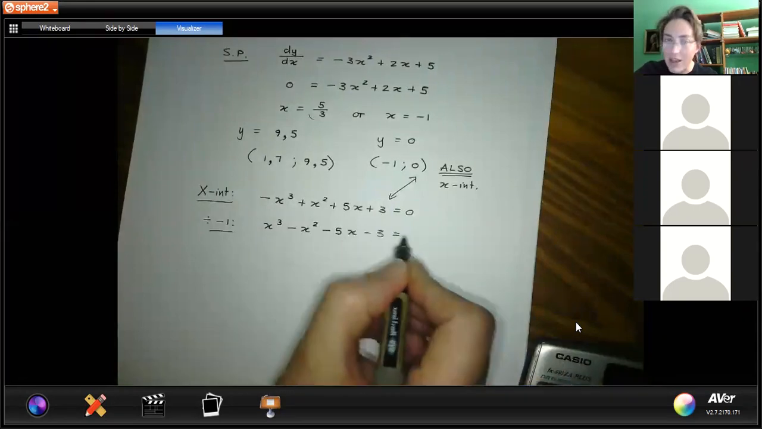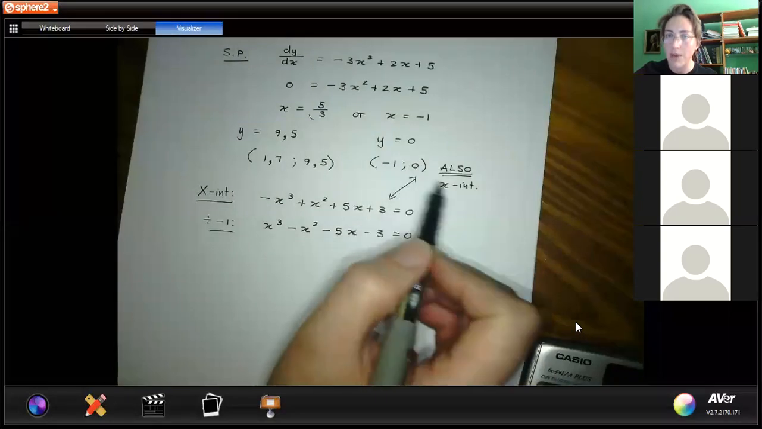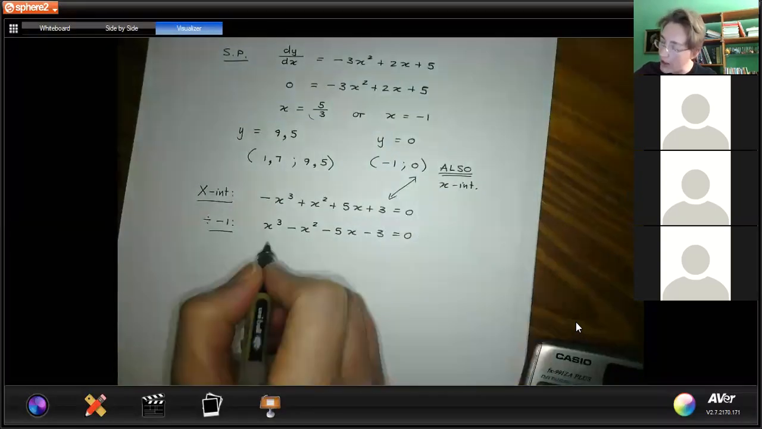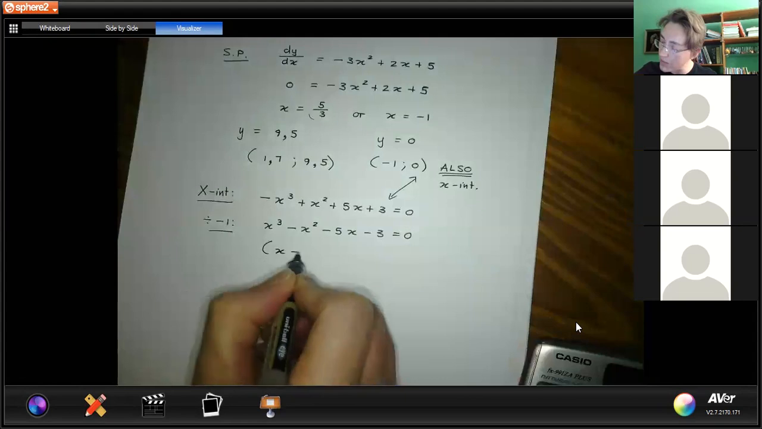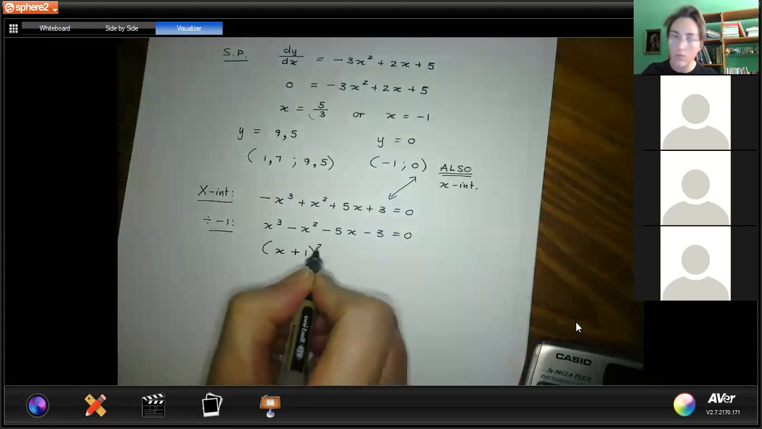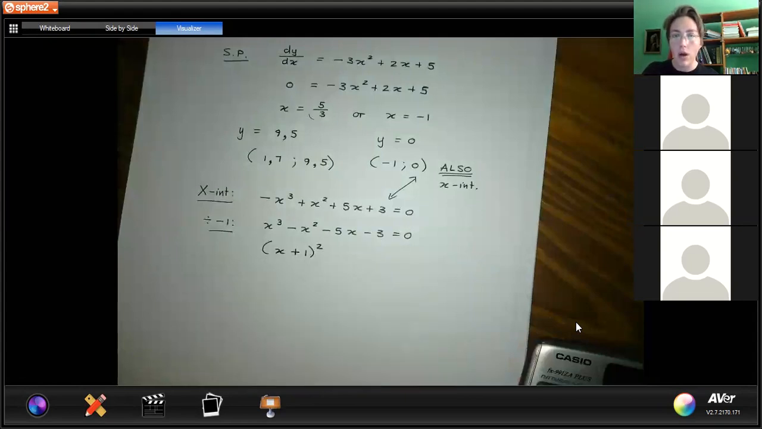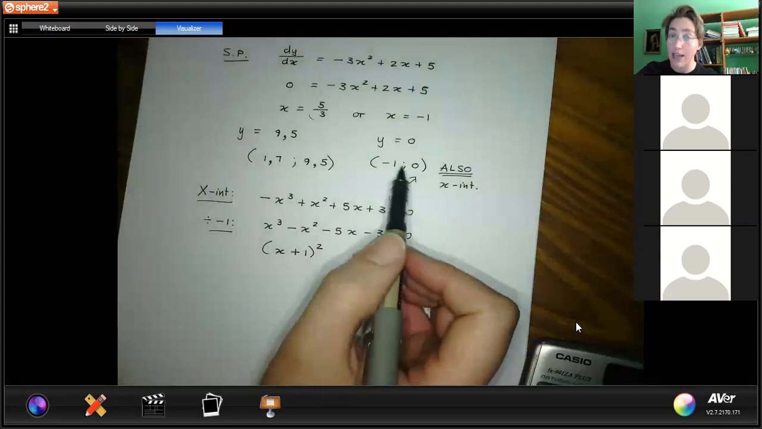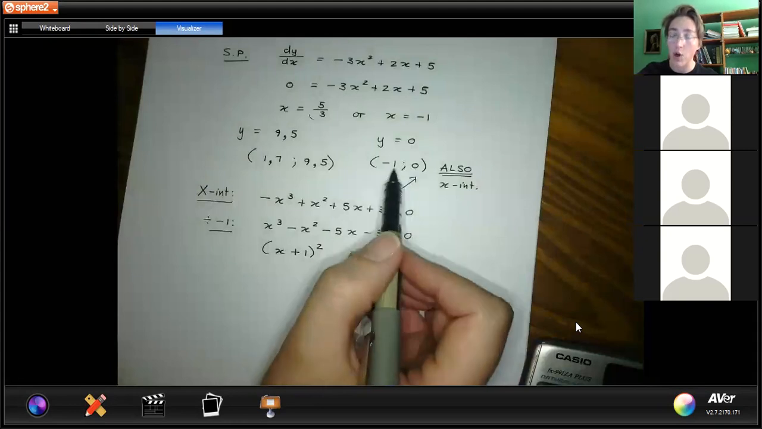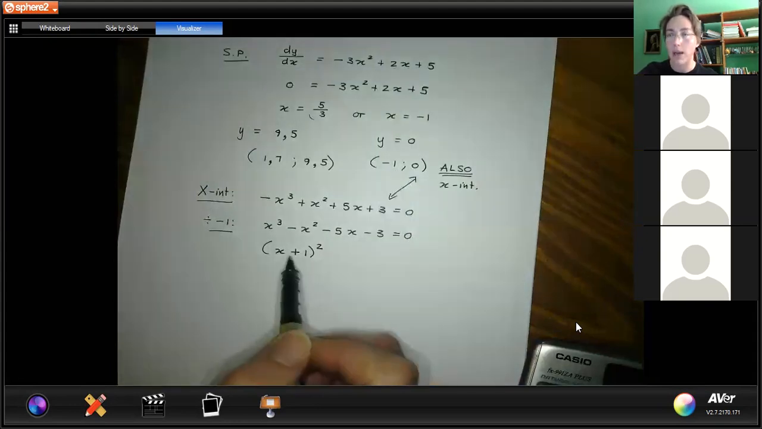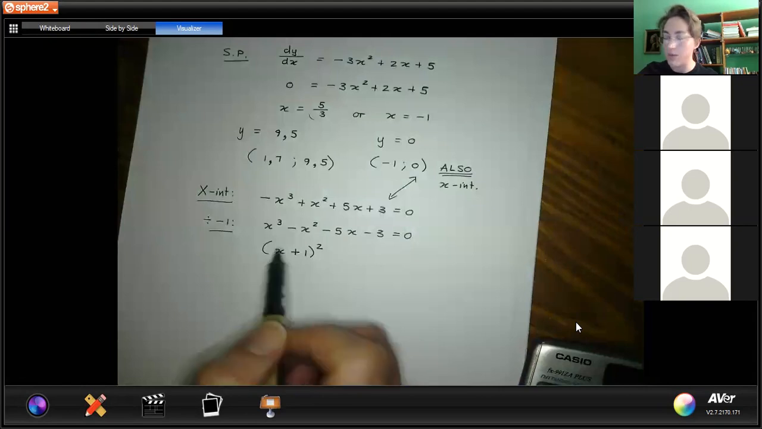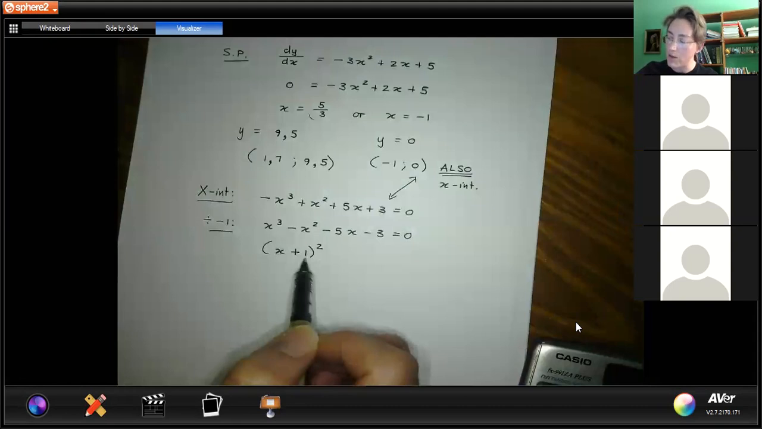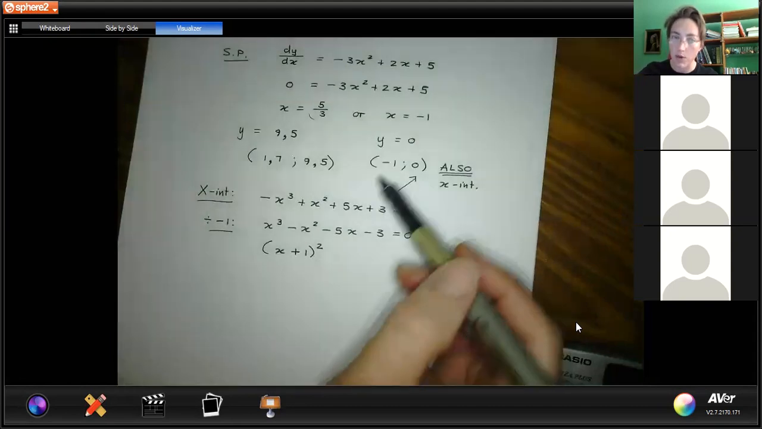Now, because of this, that -1, which is my stationary point, I can immediately do this. Now, I can put that x plus 1. Be careful, because the x value of the stationary point is -1. You guys have to remember this has to go x minus -1. And because it has to go x minus -1, I've got to change it to x plus 1. That's the first reason. That's why this is negative and this one's positive.